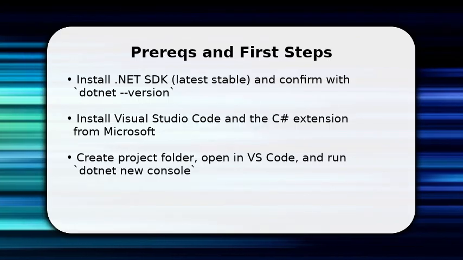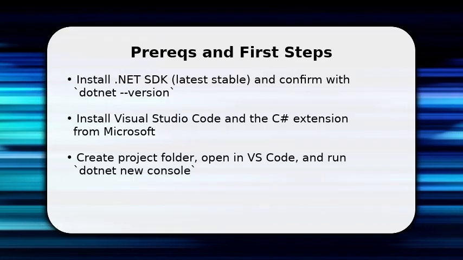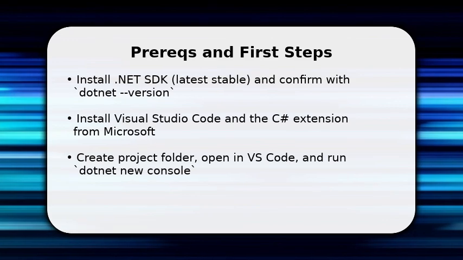Next, create a project folder and open it in VS Code, then run dotnet new console to generate a minimal app. This puts Program.cs and project files in place. Make sure you can run dotnet --version to confirm the SDK. That prevents later surprises.